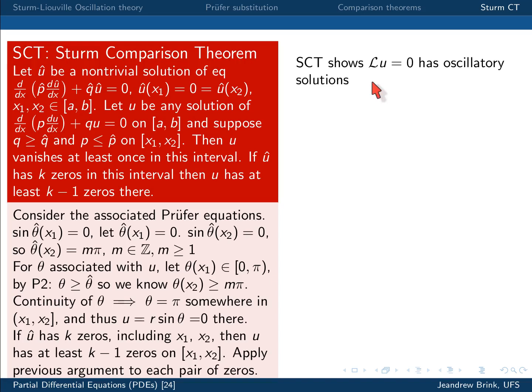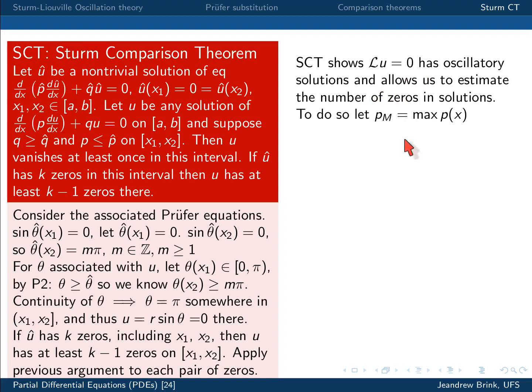So this is the first indication that the Sturm comparison theorem shows that L applied to U has oscillatory solutions, provided you can find a non-trivial solution U hat for which these conditions hold. We haven't proven that U has oscillatory solutions; we've found a mechanism of proving it. In order to prove it, we have to construct a valid U hat, which actually turns out to be quite easy and very useful when we look at these problems for complicated operators where P and Q are messy. It also allows us to estimate the number of zeros in the solutions, as we'll see.